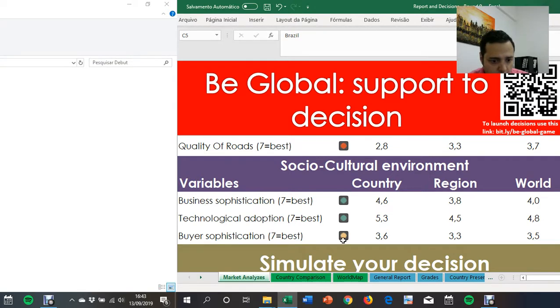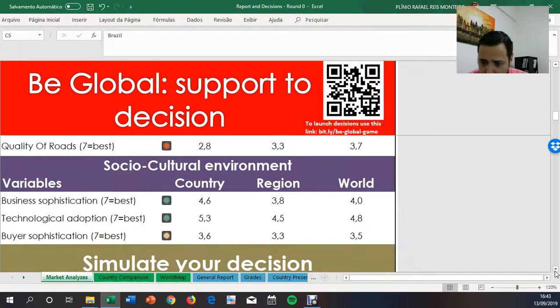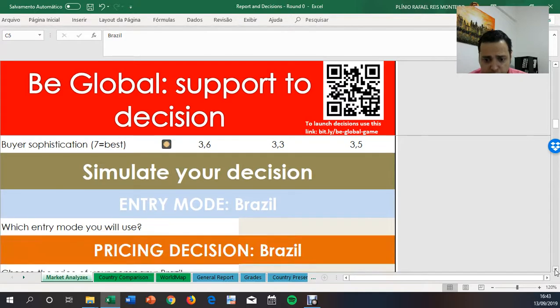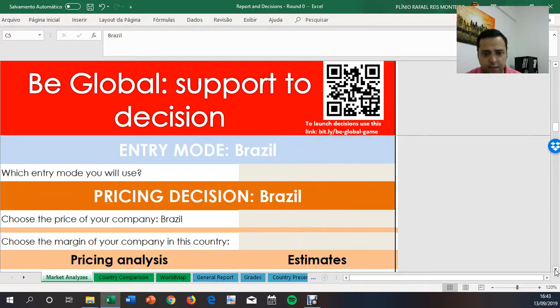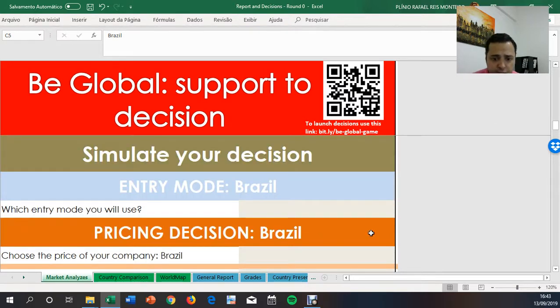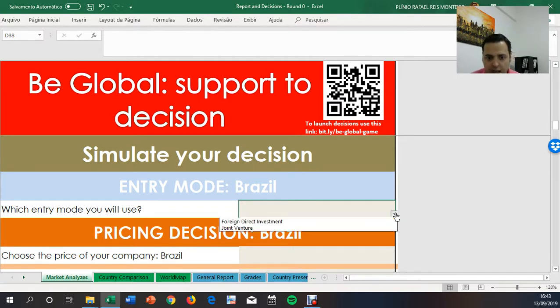So, looking at these measures, we are now making the decisions, and remember, we're going to make decisions for the first round in this video. So the first thing to do is to go here and select the entry mode. As I told you, we have two options of entry modes.